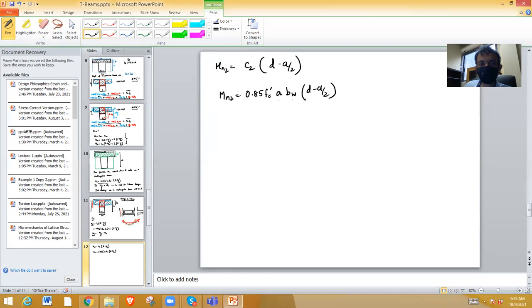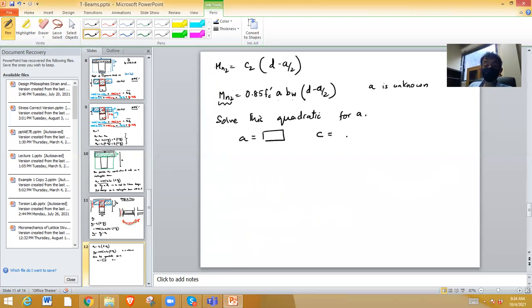This is Mn2. Now here, what is the unknown? Only A. We know Mn2. A is the unknown. So we solve this quadratic for A. Now you got the A value, then you also get the C value. C is A by beta 1, right? You got A value, you got C value.